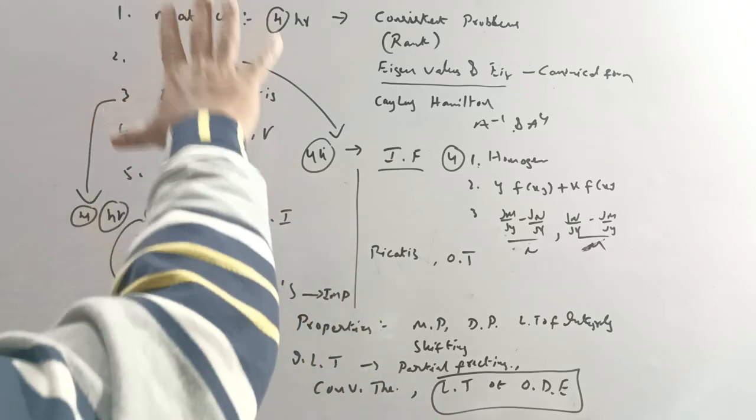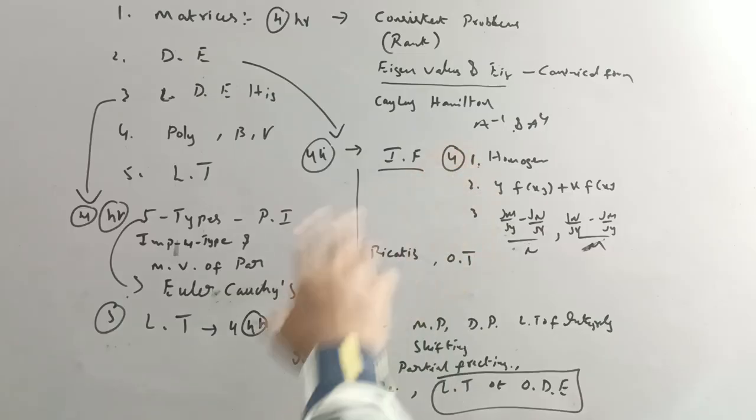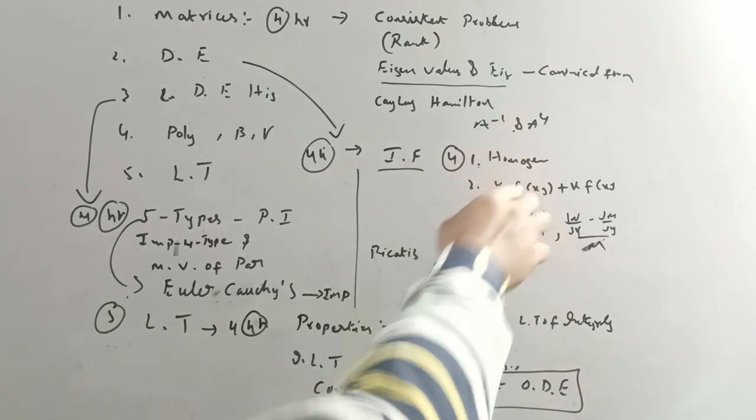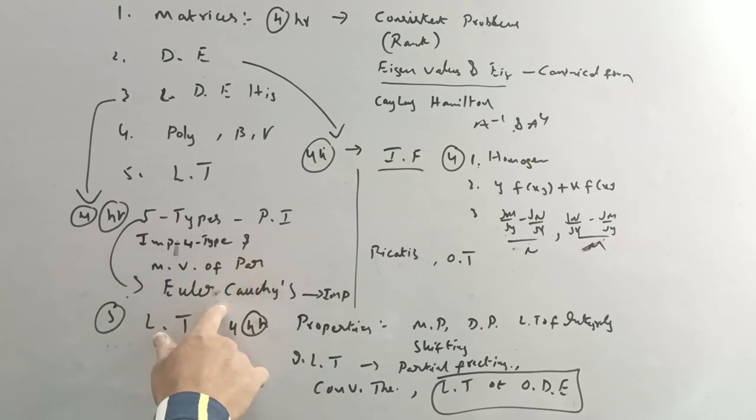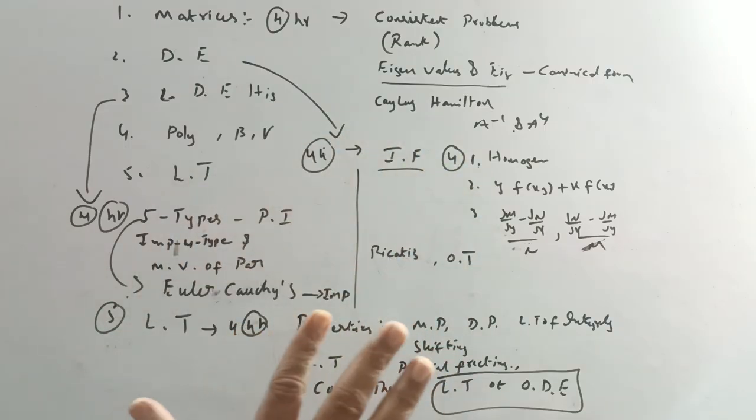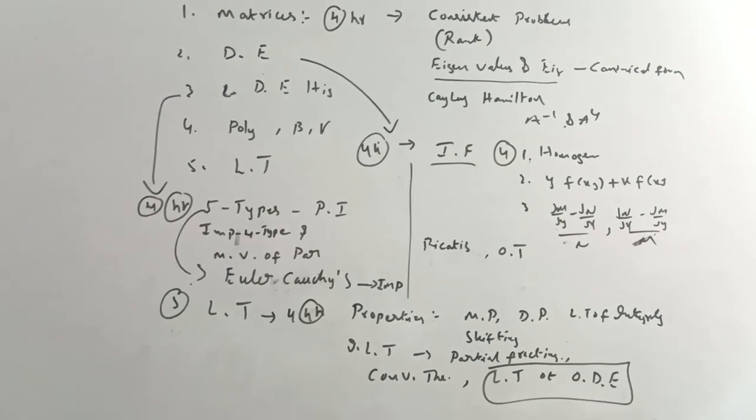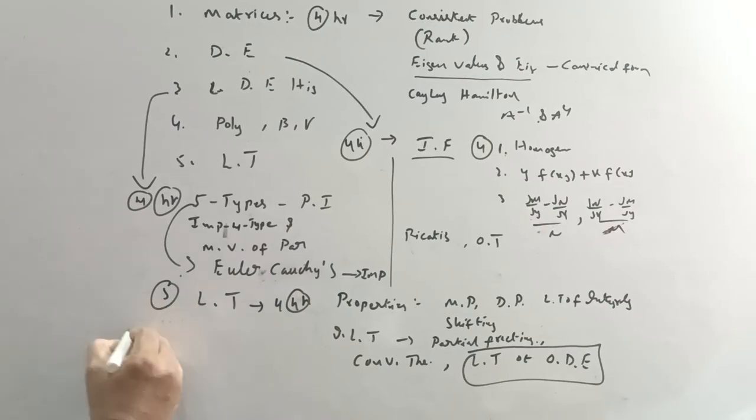Okay, so total 5 units we have. Select minimum 2 full units, and for the remaining 1 or 2 units, at least cover half of the topics which you get regularly. You get questions like Laplace transform, ordinary differential equations, types problems, Riccati's, orthogonal trajectory, variation of parameters, Euler-Cauchy. Like that you have to practice. So the target is, we have to get minimum 28 to 30 marks to clear this paper, right?